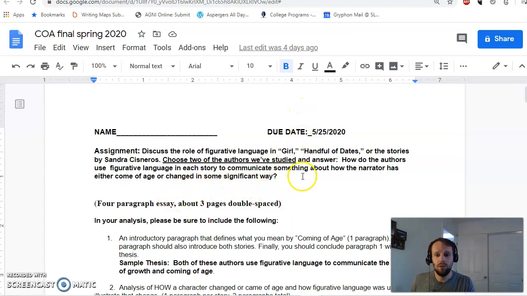So what I'll do in this next part of the video is I'll talk about the details of this assignment, how it should be broken down, and then I'll show you the outline and how it can help you build your paper. So first, the question.